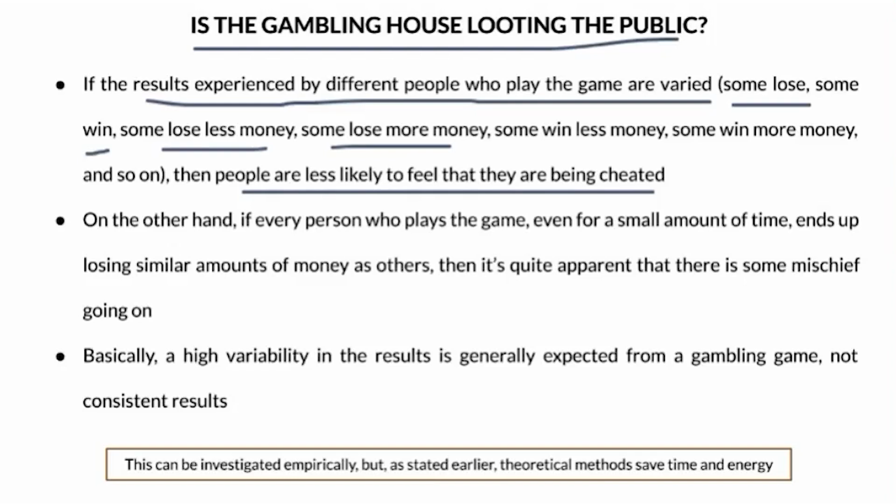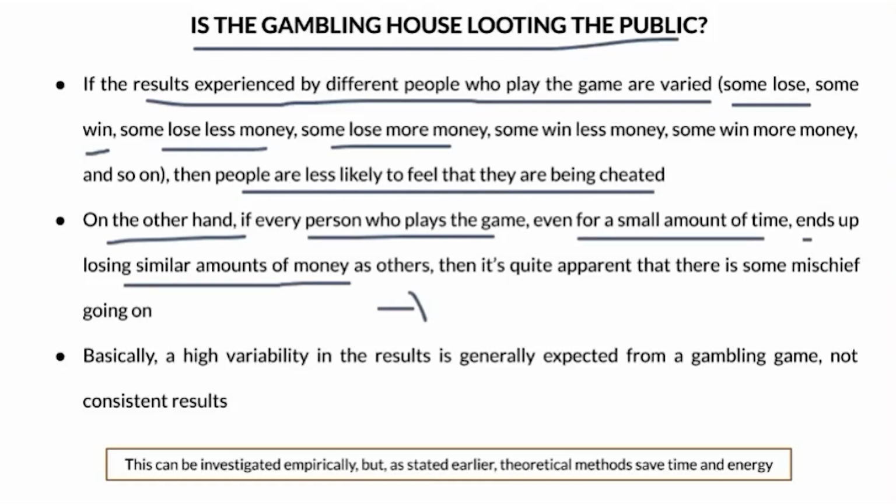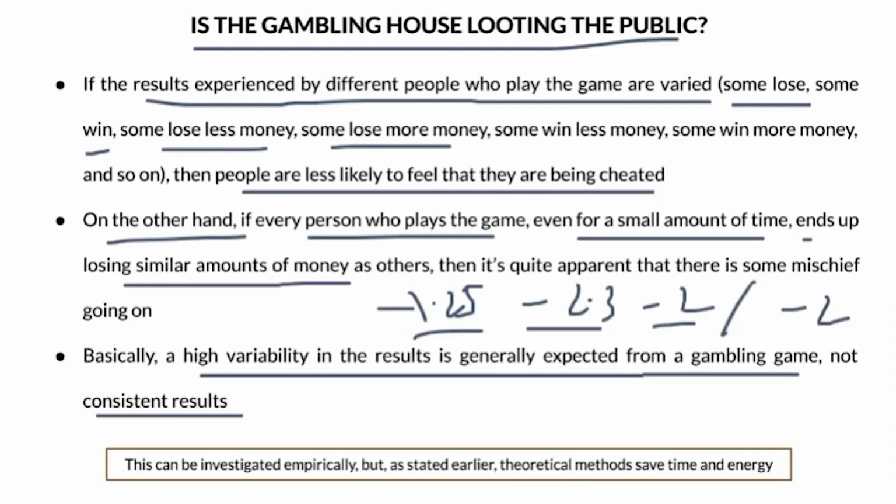A gambling activity such as these, or a gambling game, should be random in the outcomes. On the other hand, if everyone who plays the game, even for a small amount of time, ends up losing a similar amount of money, this is what we saw: minus 1.25 average, minus 2.3 average, minus 2 average, and theoretically the answer was minus 2, right? Then it's quite apparent that there is some mischief going on. If everybody is losing a similar amount of money, then there is some mischief going on. Essentially, a high variability in the results is generally expected from a gambling game, not consistent results.